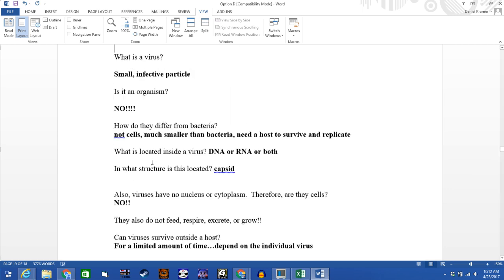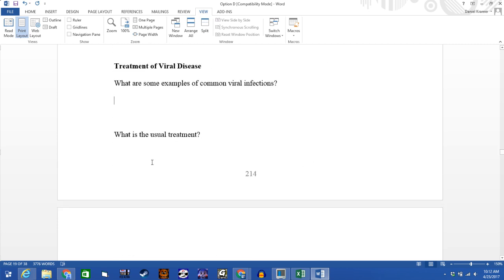Let's try and figure out how we've gone about taking care of this. What are some examples of common viral infections? I've kind of mentioned them already. Typically, I do this in class, but whatever. It's the common cold, influenza, so the flu, which is different than stomach viruses. There's no such thing as stomach flu. Stomach viruses are different viruses, rotaviruses, noroviruses. The common cold is caused by rhinoviruses. Get it? Rhino, like nose virus.